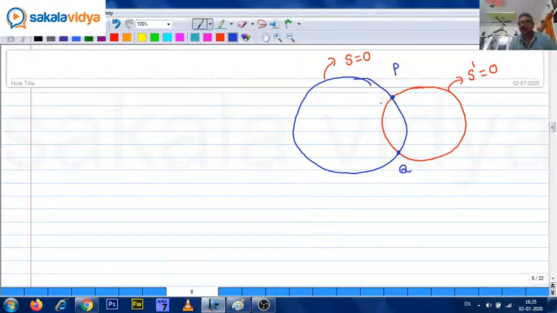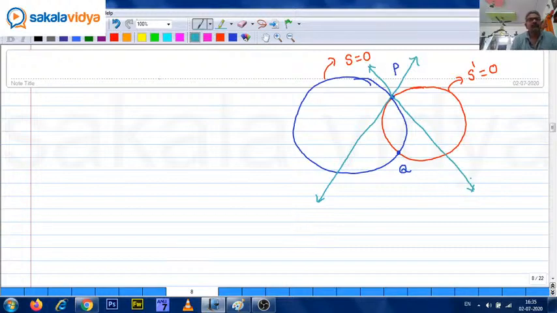At P, can we draw a tangent? Yes, we can actually draw a tangent. So let us draw a tangent at P. So we have drawn a tangent at P. So now one more tangent also we can draw at P, to the second circle. This is the first circle we have drawn.